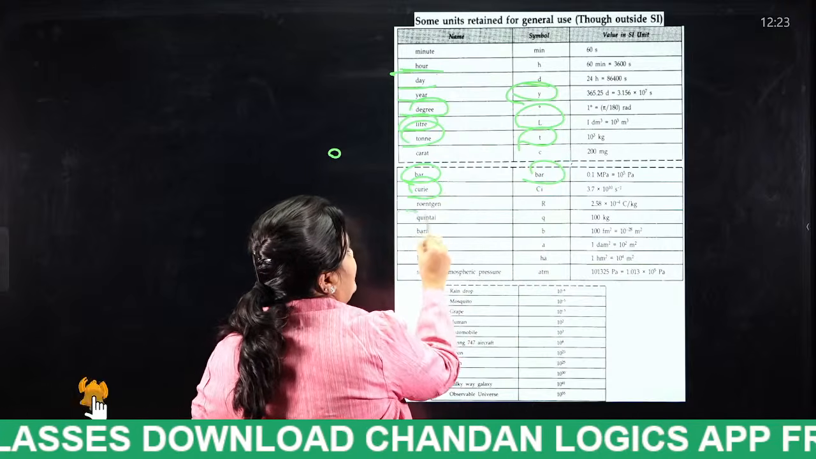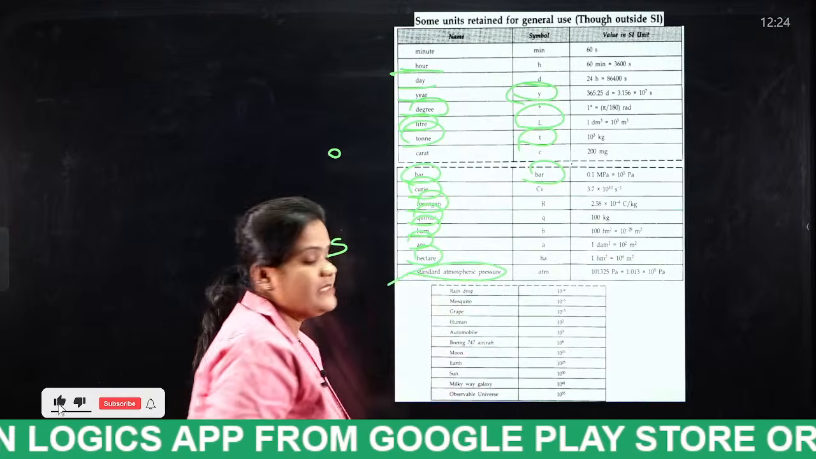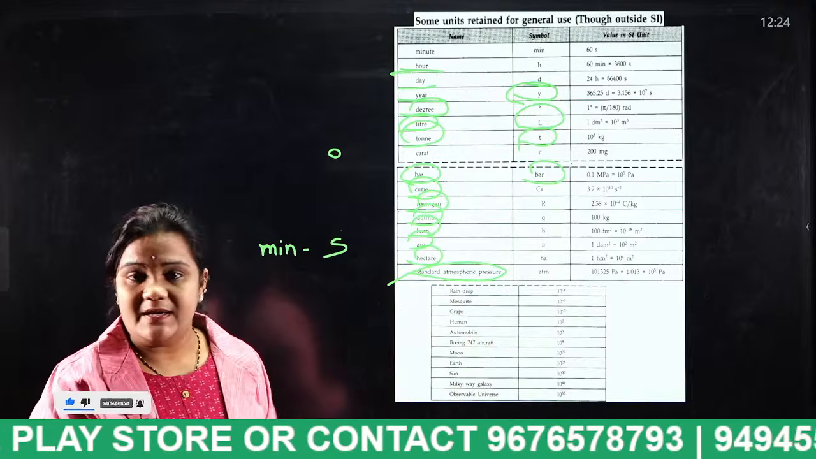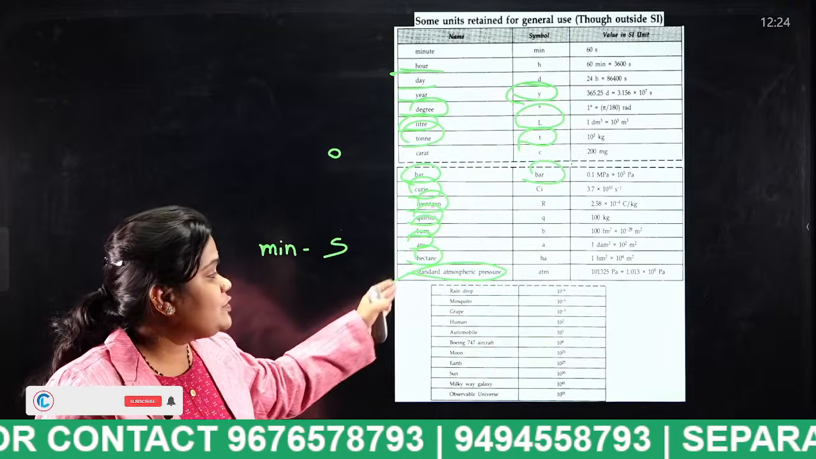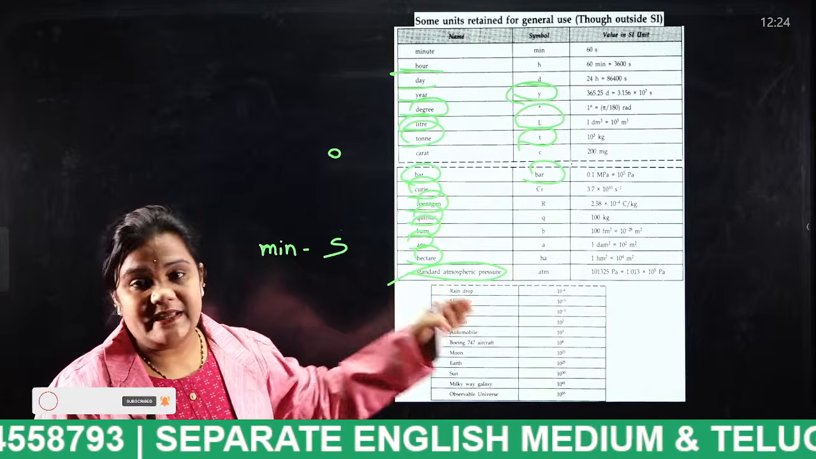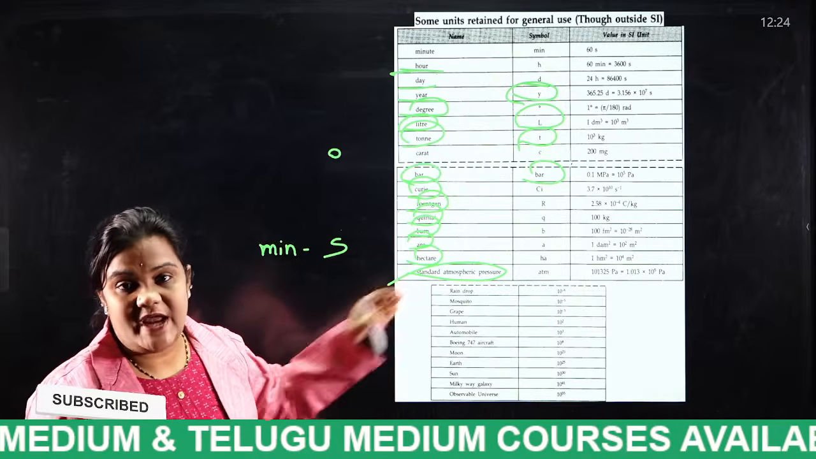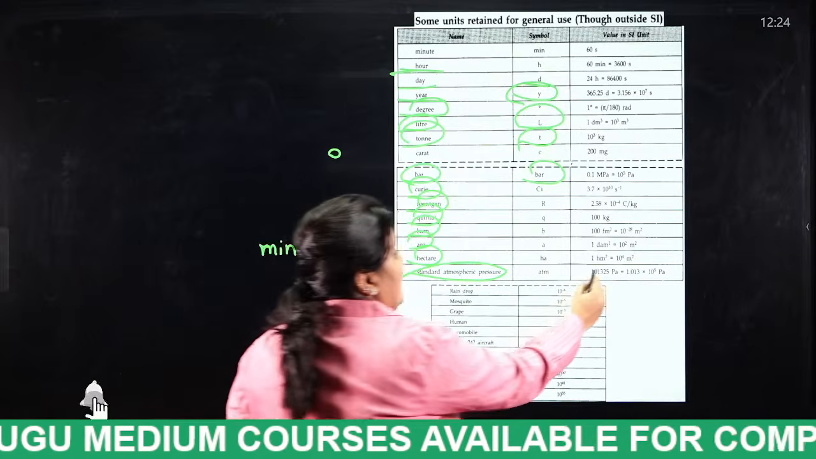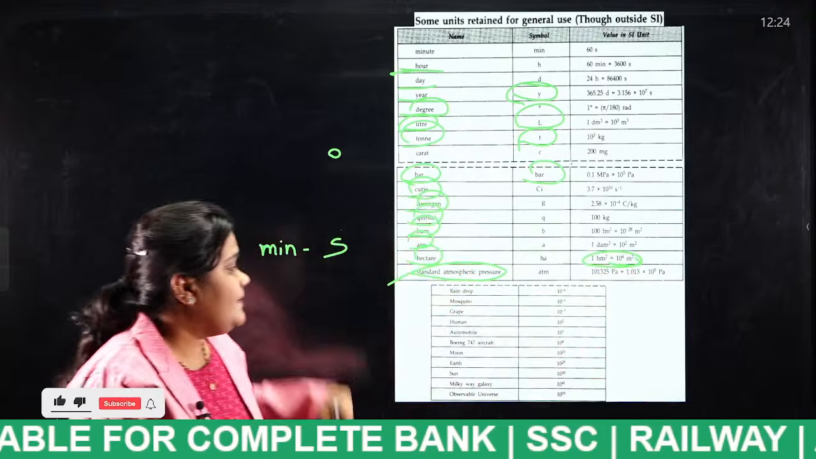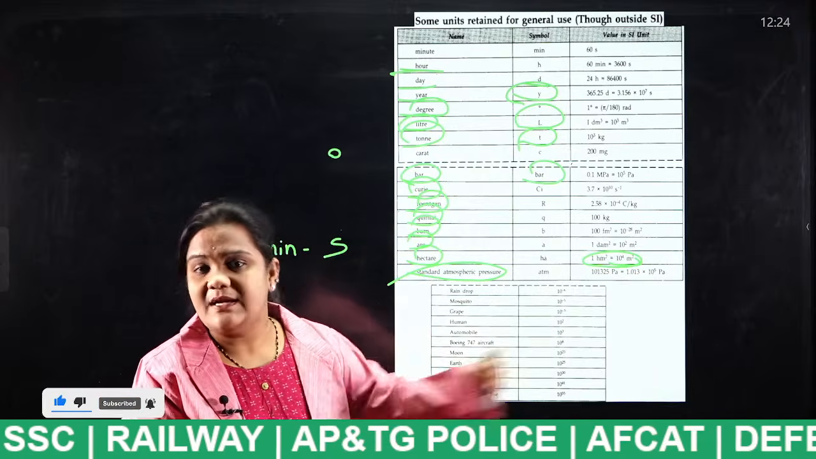Then curie, quintal, barn, are, hectare, standard atmospheric pressure. These are all the general terms which we use in our daily life. Standard atmospheric pressure we denote as atm. Hectare is denoted as ha, and 1 hectare is equal to 10 power 4 meter square. These are the general values which we use in our daily life.